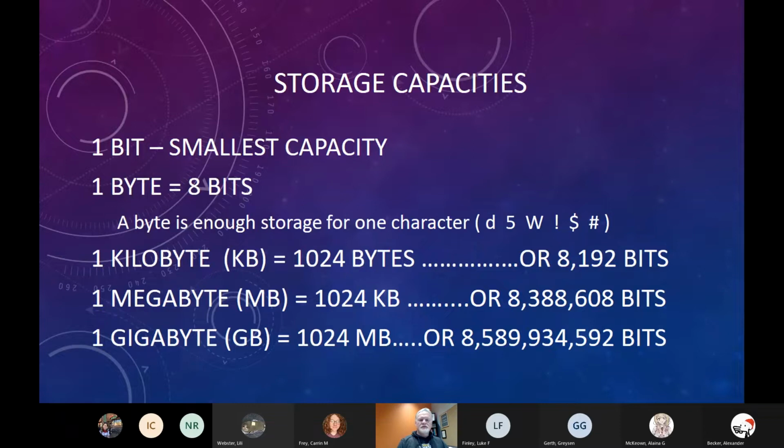A kilobyte is 8,192 bits. A megabyte, or meg, most people just say meg, is 8,388,000 bits. A gigabyte is over 8 billion bits. So in a computer, you can see just how small these things have to be.